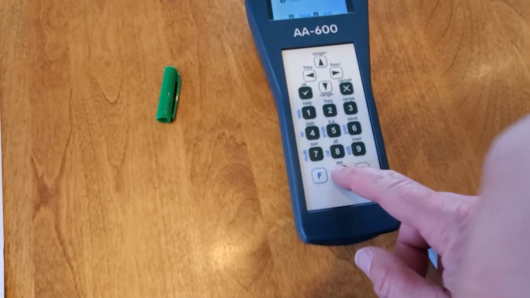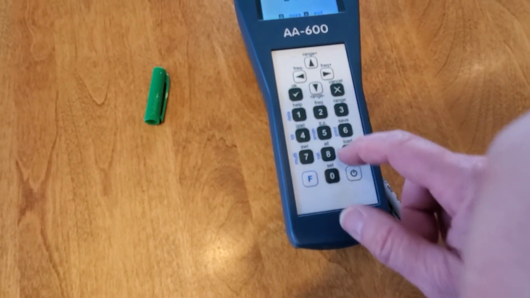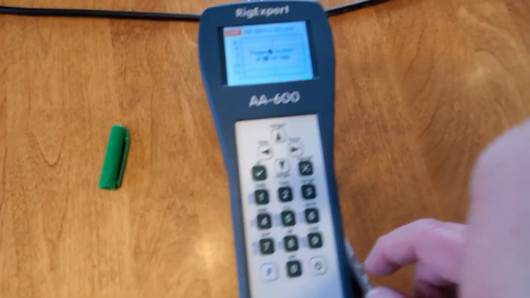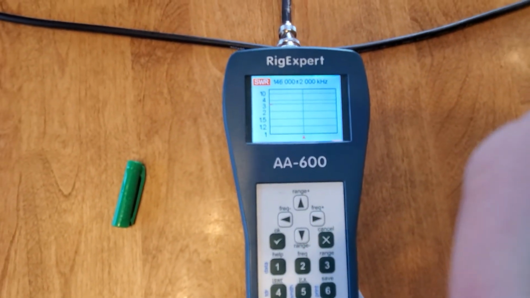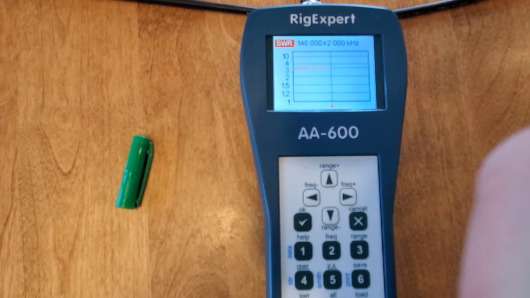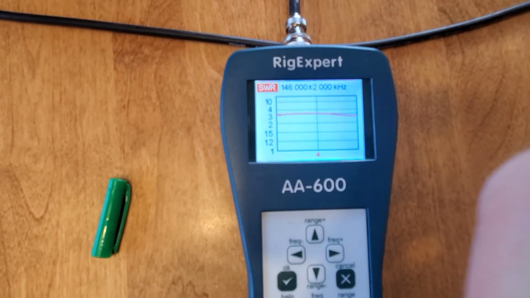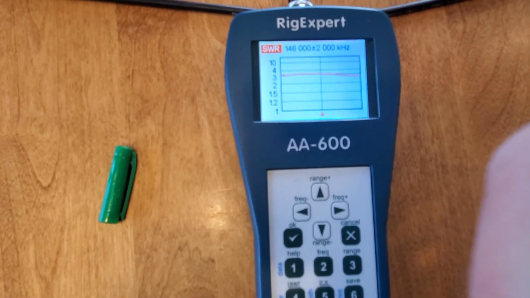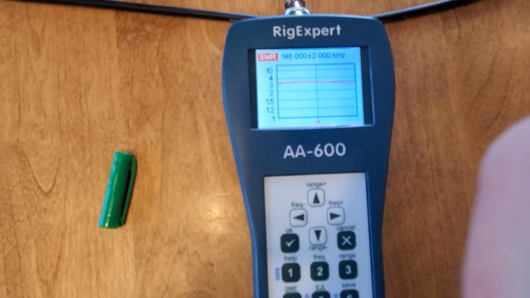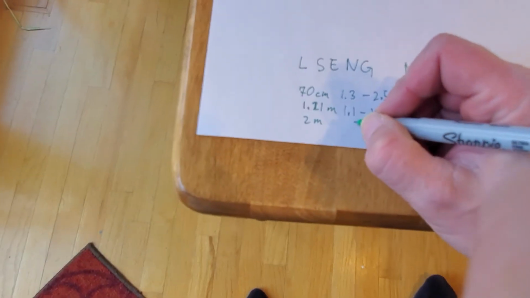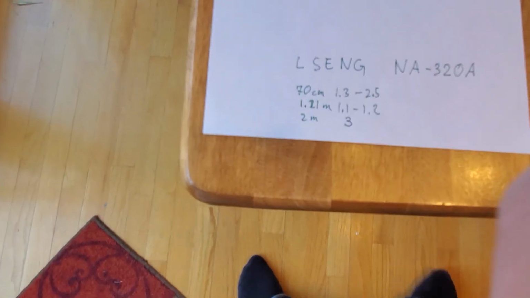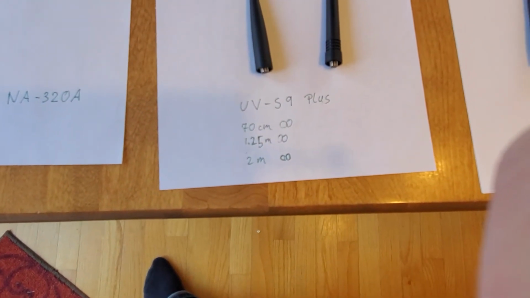Let's go ahead and test out 2 meters. So here we are. Ooh, it's starting high up. Ooh, not so great. So 2 meters is, I would say, an SWR 3, period. So let's go ahead and give it a 3. That's not so great, but better than this here for sure.